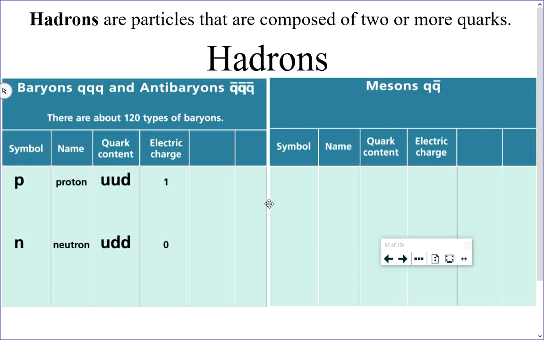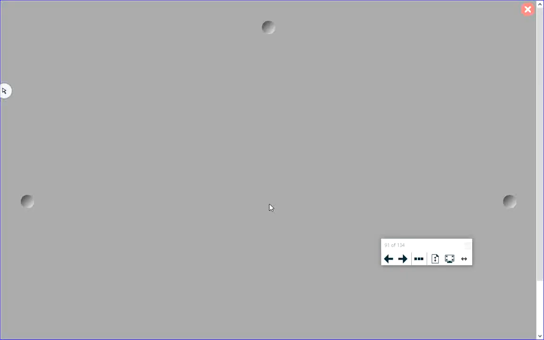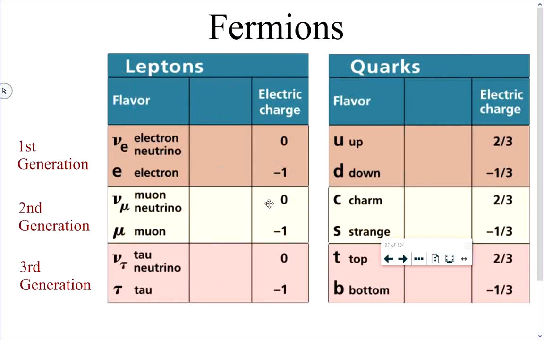So what is a proton? A proton is an up quark, and a down quark. Take 2/3 plus 2/3 plus negative 1/3. You get positive 1. 2/3 plus 2/3 is 4/3. Minus the 1/3 is 3/3. You get a charge of positive 1.